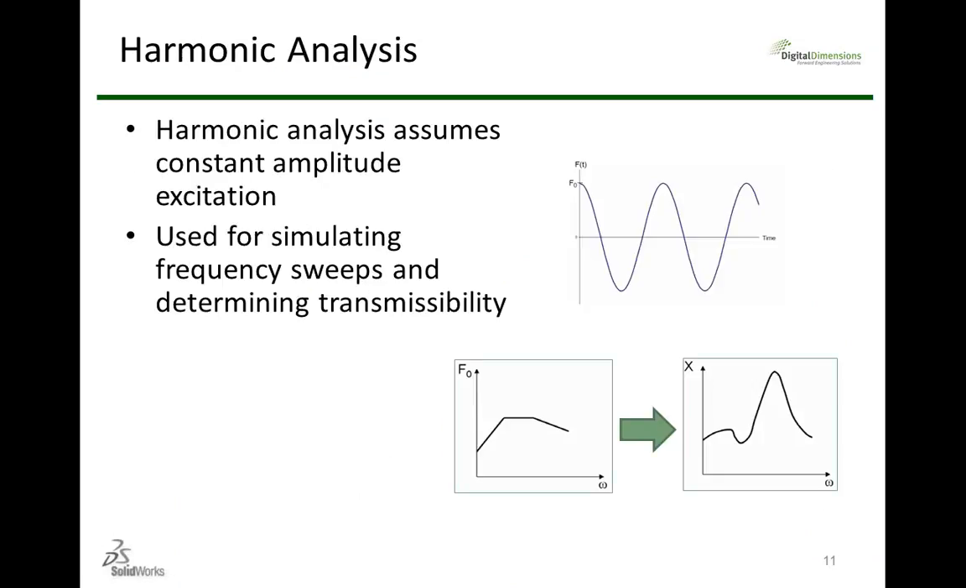Let's now switch over to our harmonic analysis. So harmonic analysis assumes constant amplitude excitation. It's typically used for simulating frequency sweeps and determining your transmissibilities. So if you have a load that's oscillating at a certain frequency, you can change that frequency however many times you want across your frequency range, and you can find out what the maximum response of your structure is going to look like. So this is just a nice, easy way to find out the sensitivity of your structures and the amount of displacement versus your frequencies. So let's switch over into SOLIDWORKS and I'll show you how to do a harmonic simulation.